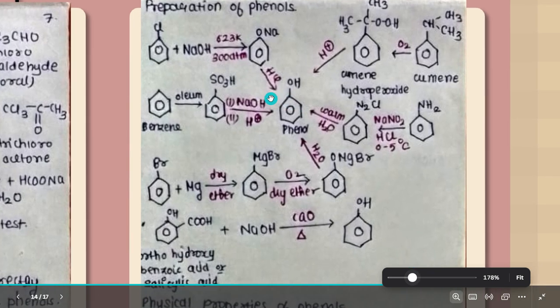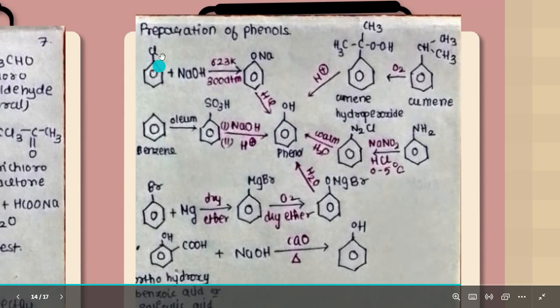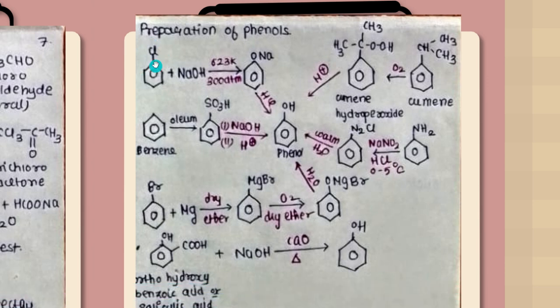So the first method is when we have chlorobenzene with us. Chlorine connected to the benzene ring, chlorobenzene, right? Plus NaOH in presence of 623 Kelvin temperature and 300 atm pressure, we will get sodium phenoxide. Remember, we will get this compound many times while studying phenols, that is sodium phenoxide, this benzene ring connected to ONa, right? Sodium phenoxide. Again, on reaction with HCl we will get phenol.